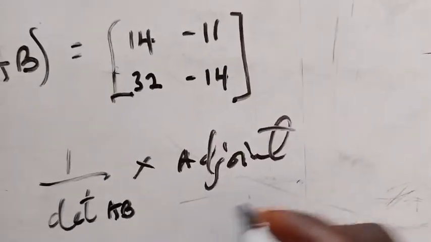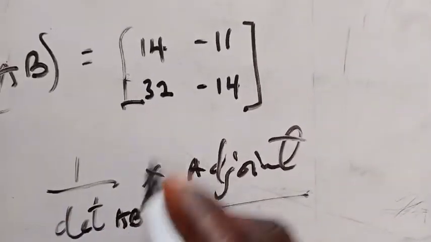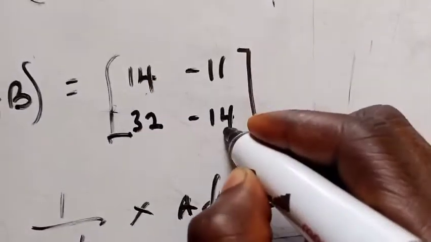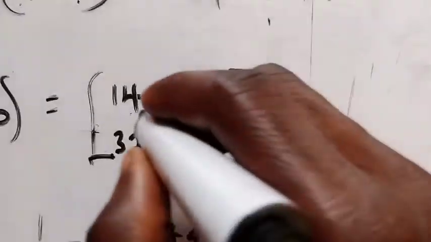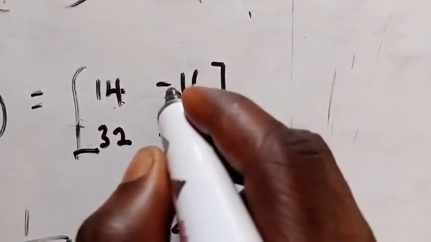Finding the adjoint is very, very simple, as well as finding the determinant. The determinant: since this is a 2 by 2 matrix, you multiply this one by this, minus this multiplied by that.